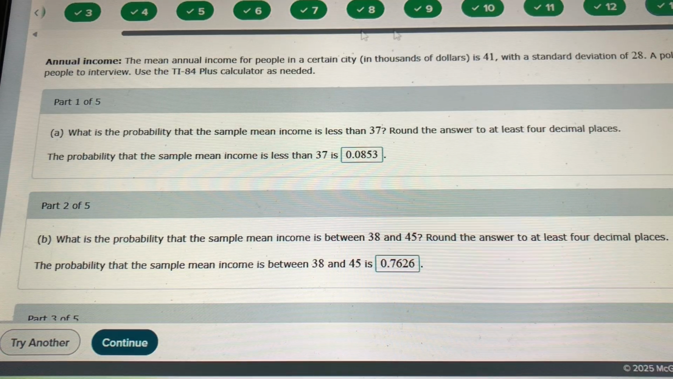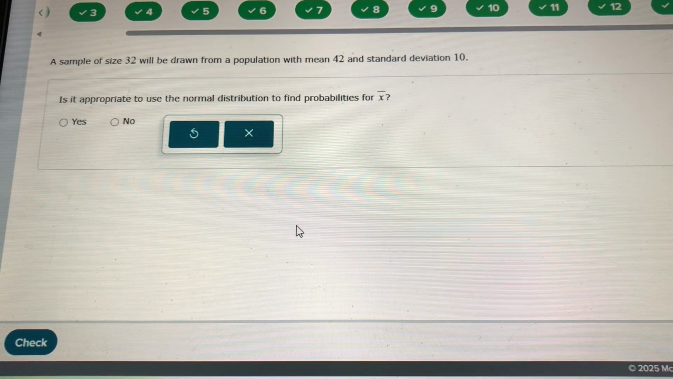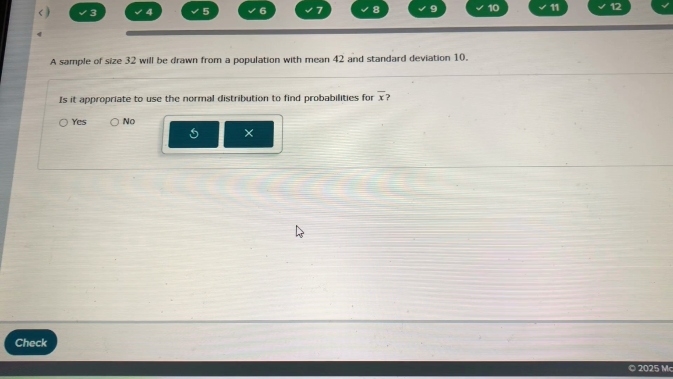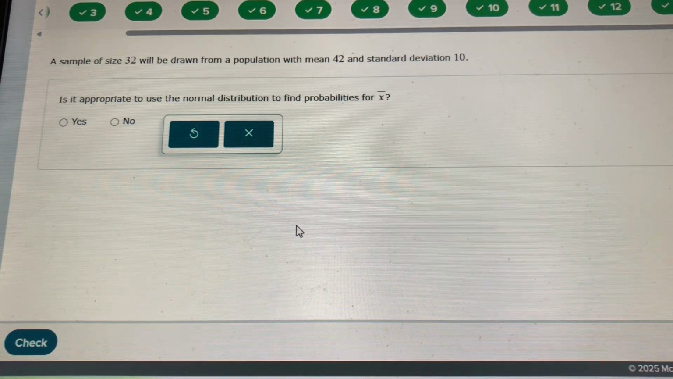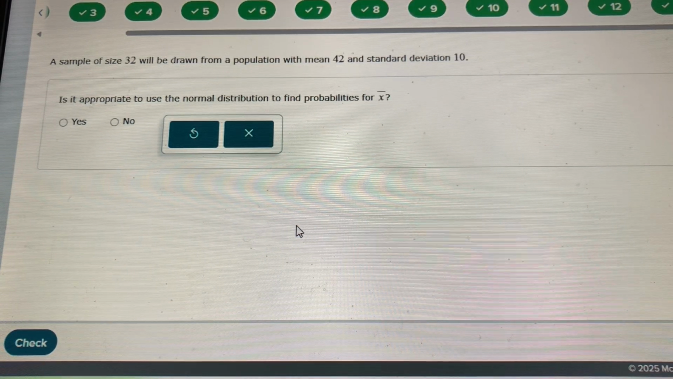Okay, 1 through 13 are finished. 2 left, 14 and 15. It turns out once you have samples going on, it's not that you automatically can do this. There's a couple of rules that come into play.